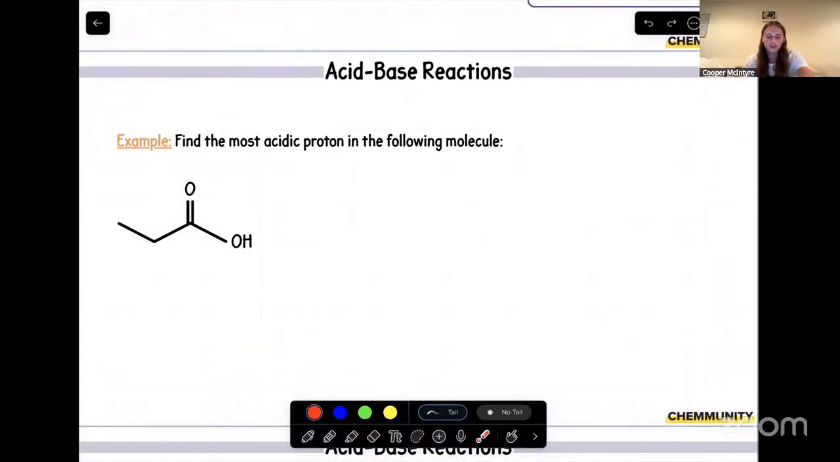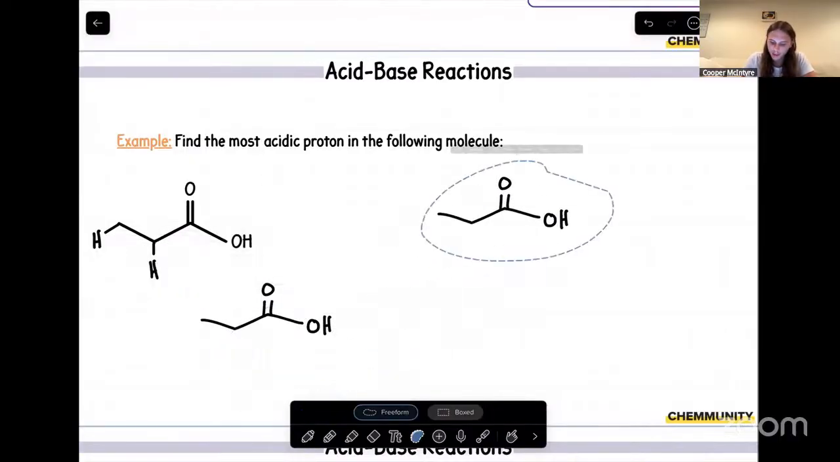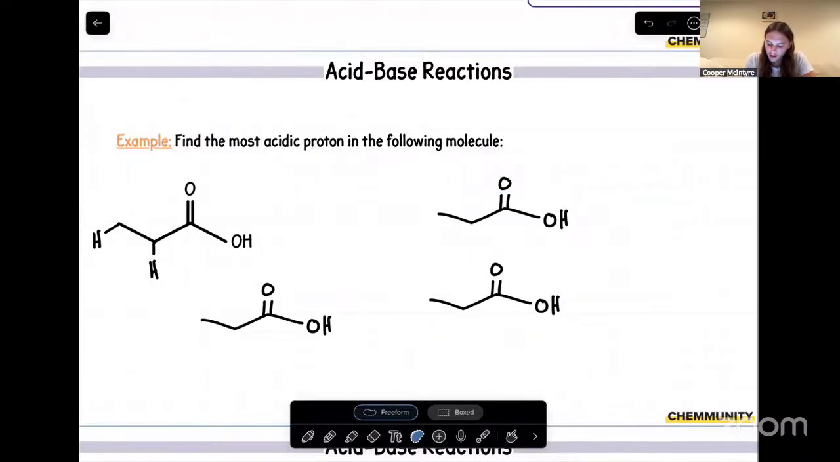So from here, the first thing we want to do is define the most acidic proton in the following molecules. So looking at this, we have a couple different protons we could choose from. We have a hydrogen here, we have a hydrogen here, and then we also have the hydrogen on our oxygen here. And if we were to go through and draw out the conjugate bases, which I will copy and paste a little bit to make our lives easier, we would have a negative charge on that carbon, one here, and then one on the oxygen.